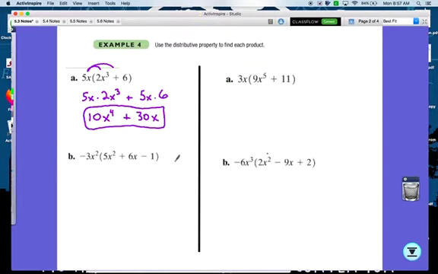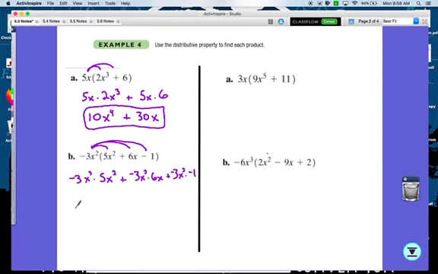Okay? All right, if you get 3 terms, same thing. You're going to multiply that negative 3x squared by each individual part. All right, negative 3x squared times the 5x squared, plus the negative 3x squared times the 6x plus the negative 3x squared times the negative 1. And then you will go to work.